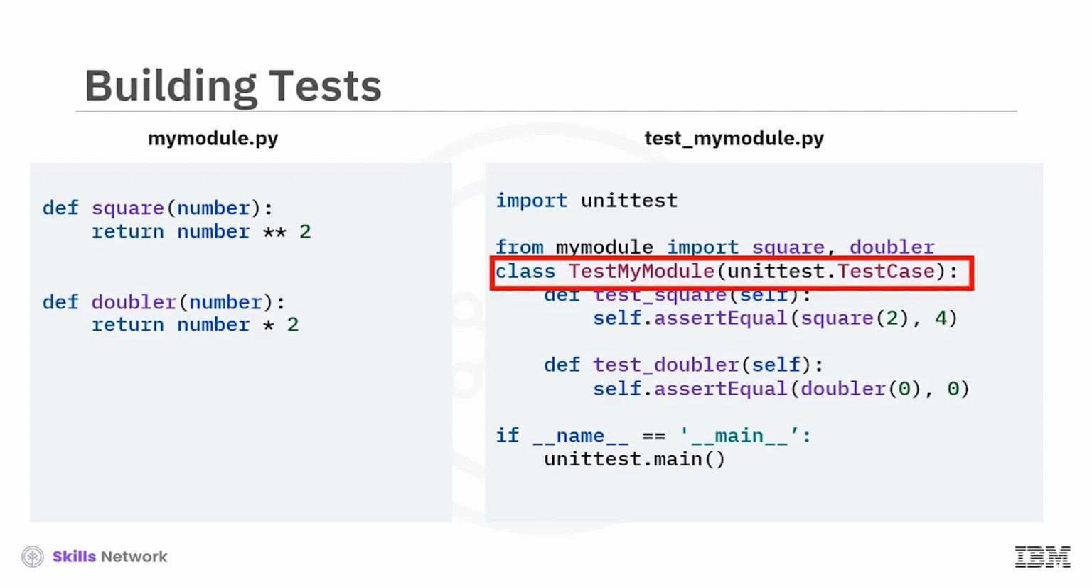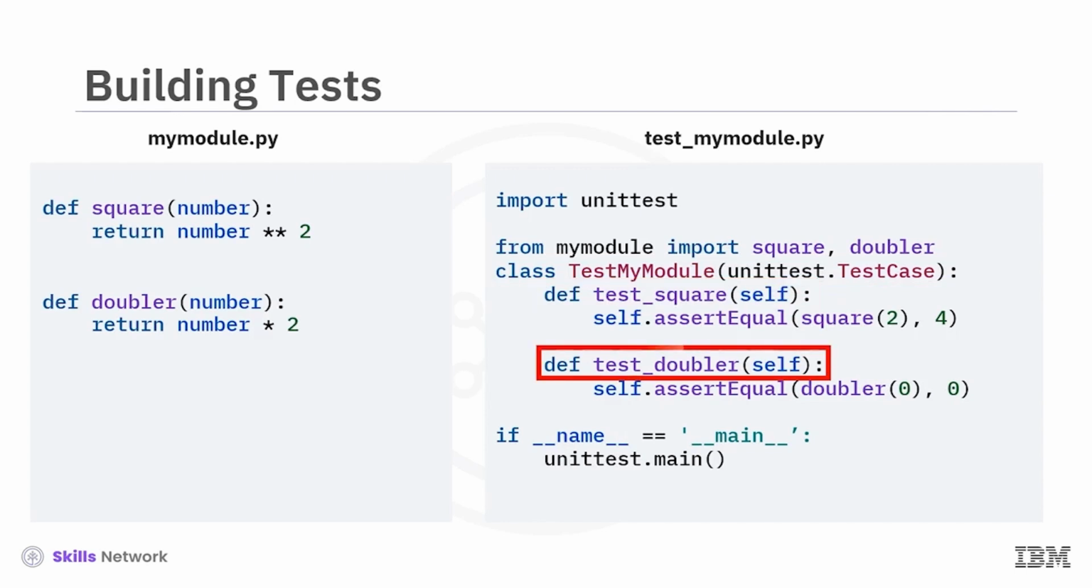Next, make the class inherit the TestCase class of the unittest library. For example, TestCase is the test case class of the unittest library. Inheriting the class allows you to leverage the existing methods in the TestCase class. Then, create functions in the unit testing class corresponding to each function that needs to be tested. For example, in the TestMyModule class, two functions, test_square and test_doubler, correspond to the square and doubler functions in the mymodule unit.